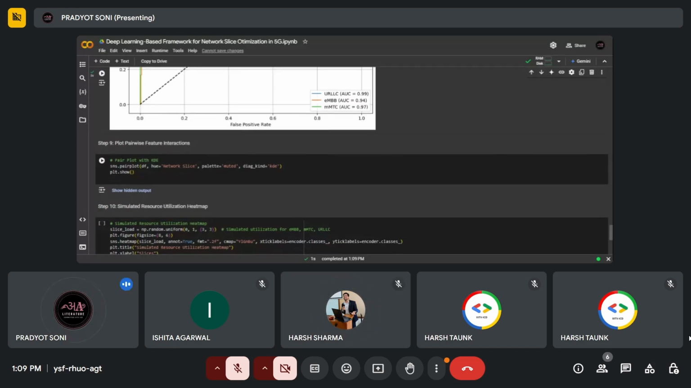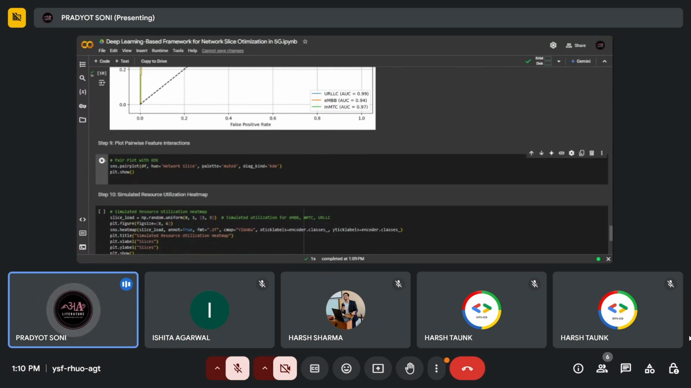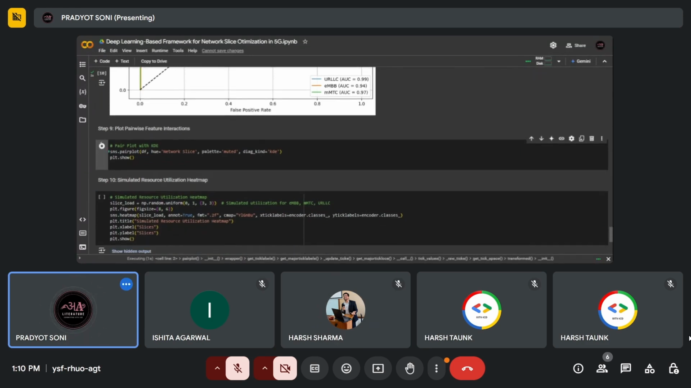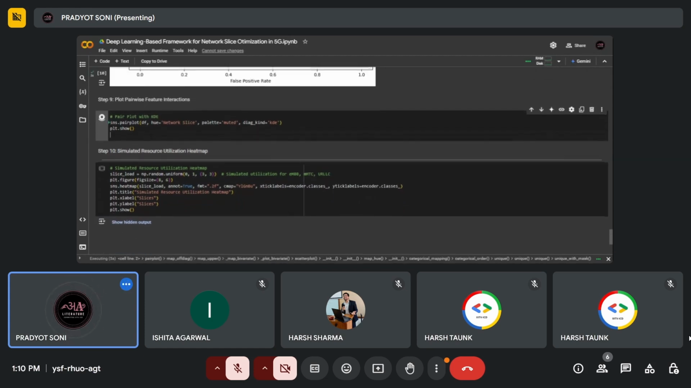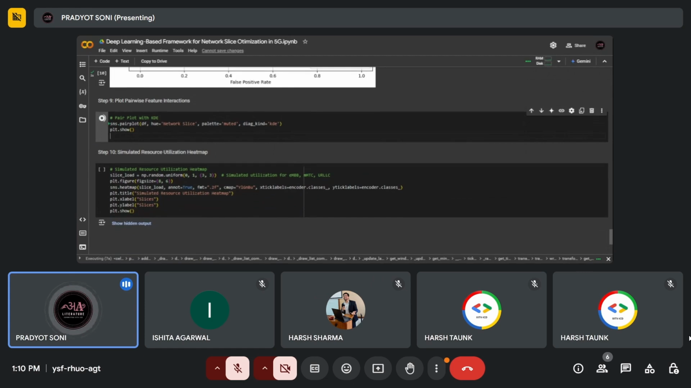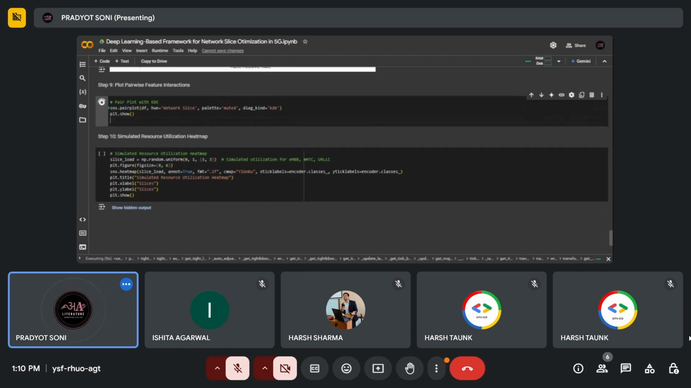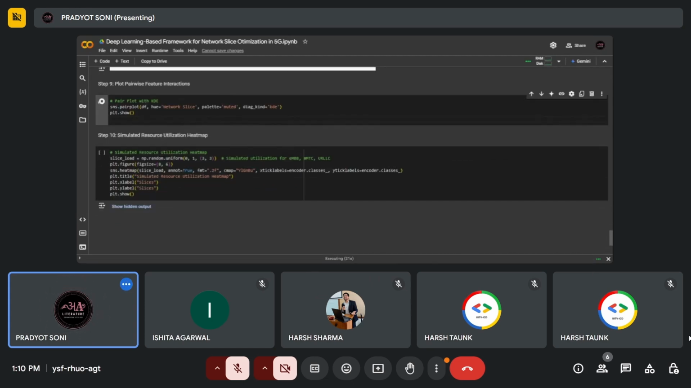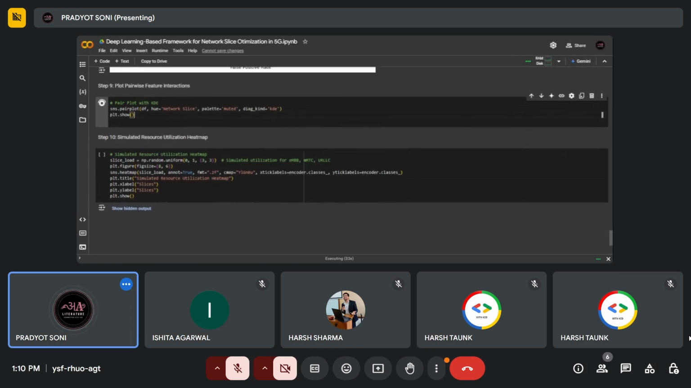So after that, we plotted pairwise feature interactions for each of the network slices, which look like this. The code is currently running. So this was the pair plot with KDE, to make the project more visually intuitive. We created these plots.